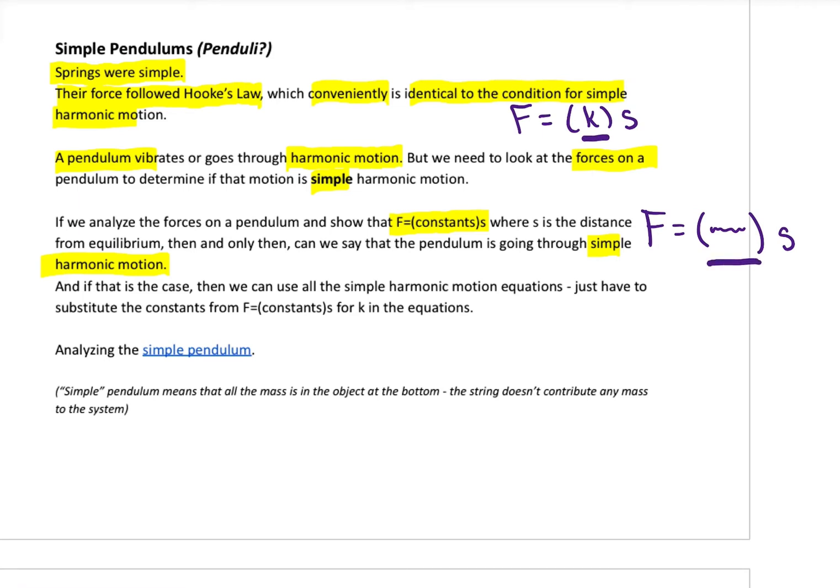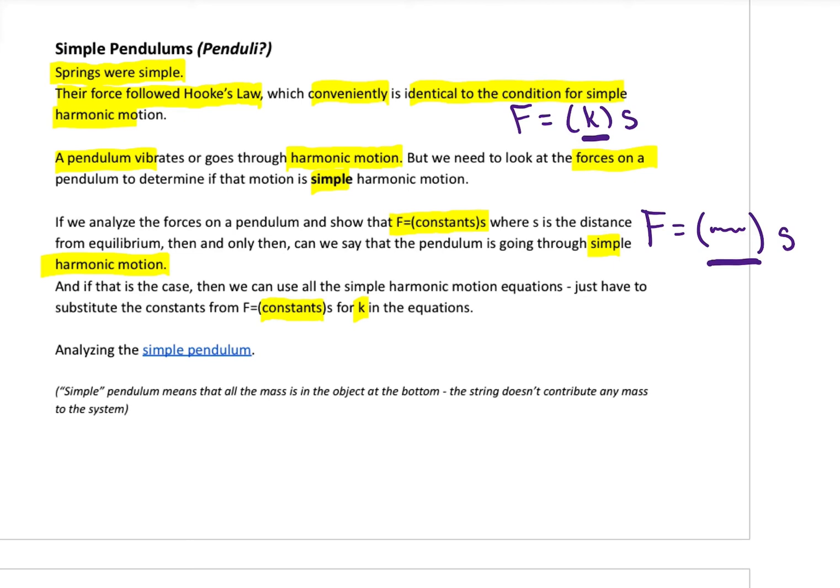So if we can look at the forces and show that the force pulling the pendulum back to the middle is a bunch of constants multiplied by S, then we can say the pendulum is simple harmonic motion. And even more powerful, we can take all those constants we got and replace them for K in all those crazy equations we came up with, and we can use all those equations for the simple pendulum. So I'm going to stop this video now.